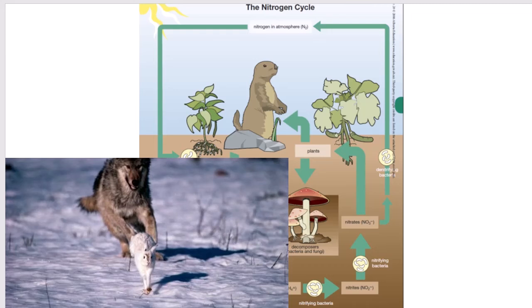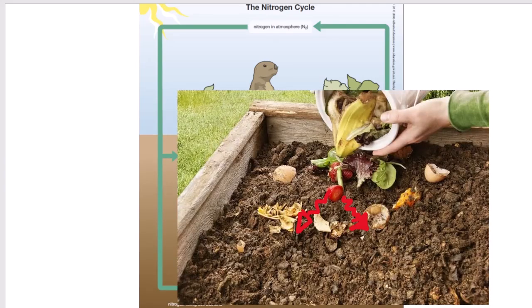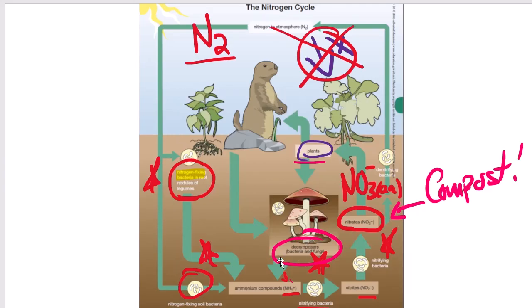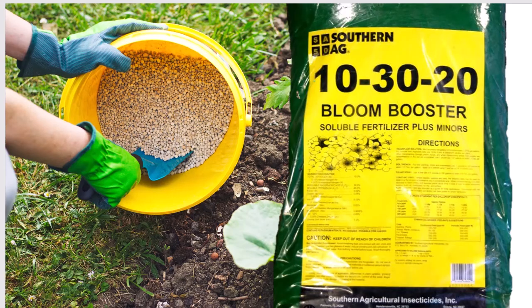Now, we have figured out as humans, though, that we don't necessarily need to rely on these bacteria to do all of this work for us. We want to produce lots of food on smaller scales and in a quicker time period. And something that can help us with that is synthetic fertilizer. What synthetic fertilizer does is it allows you to add usable nitrogen directly to the soil.